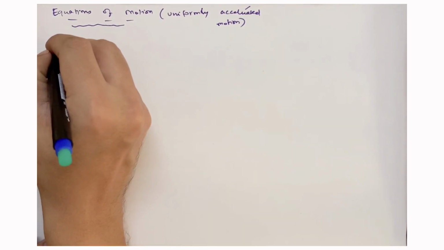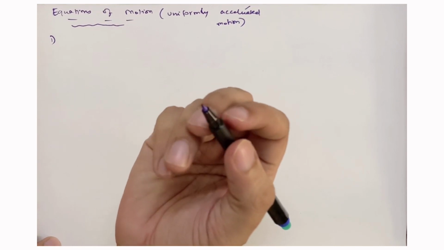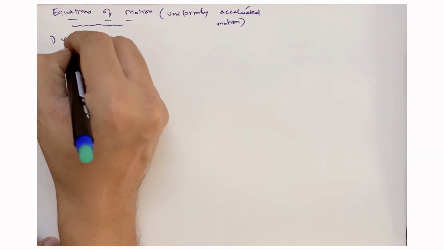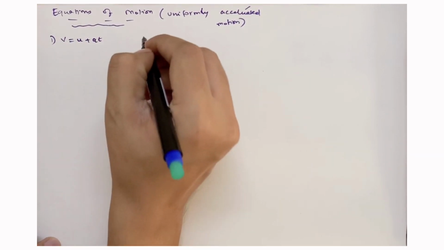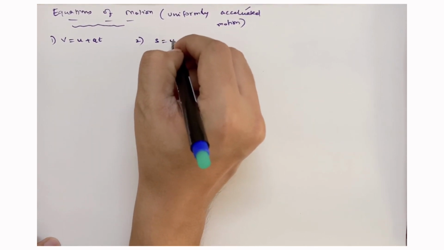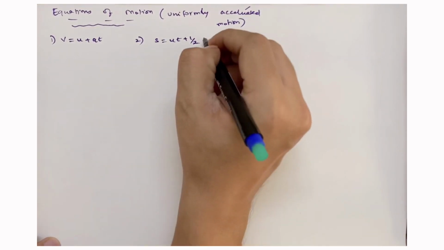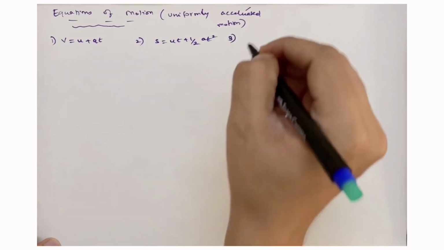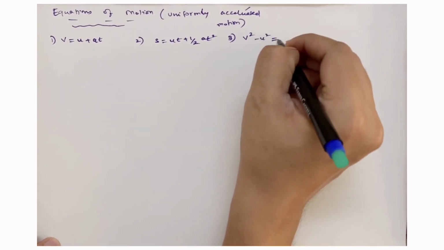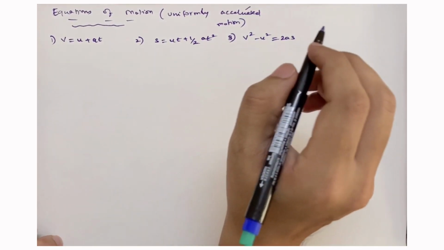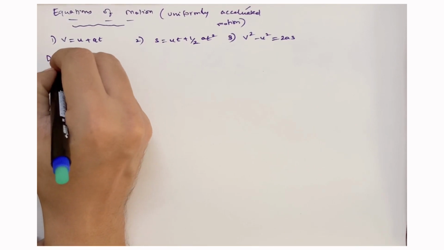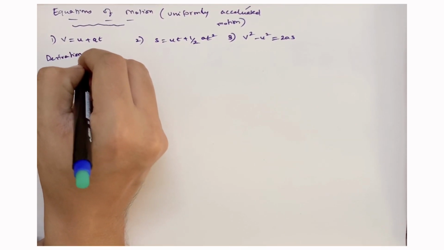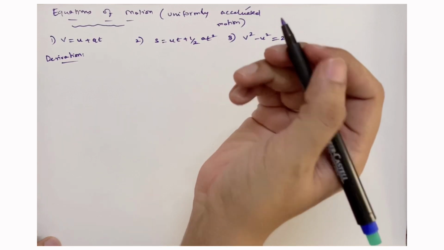Okay. So, there are basically three equations that we are going to see, and they are v is equal to u plus at, s is equal to ut plus half at square, and the third is v square minus u square is equal to 2as. So, let us see the derivation of each equation using graphical method.